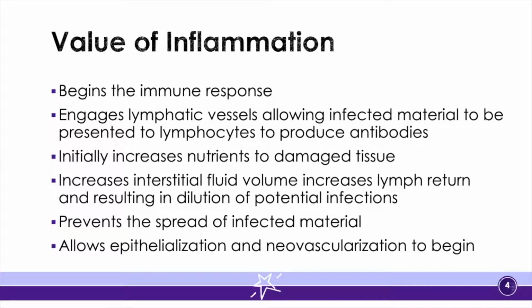And if there was a pathogen or infection presented, it helps to dilute it in that process. Now, because the lymph system is so effective at its job with inflammation, it also helps to prevent any spread of infected material throughout the body. Part of what inflammation does, and the whole purpose of it, is really because it can now start to build new cells in order to help in the healing process.